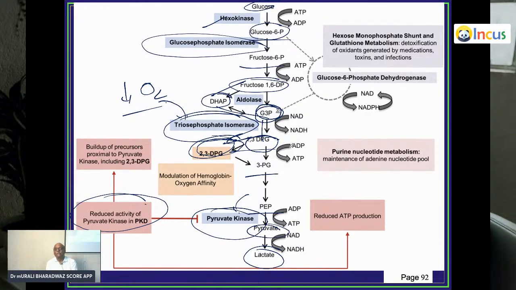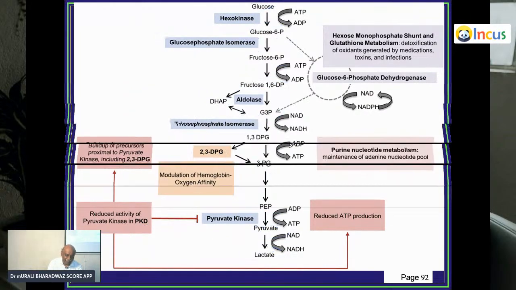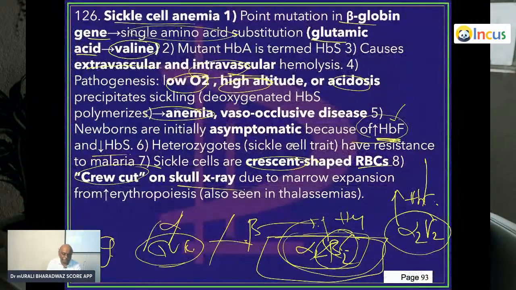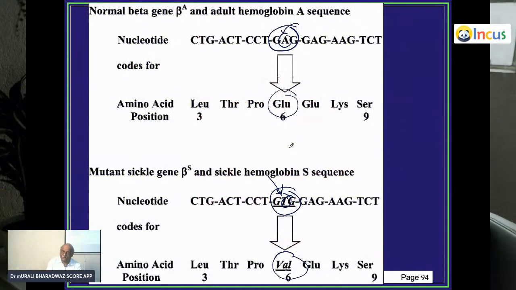Then what else? Hydroxyurea is used for treatment. What else? Hydration is required to be given. Anything else we forgot? So HbA is highly reduced and HbF and HbS are reduced. Very good. Crew cut also can occur. It is both extravascular and intravascular hemolysis.